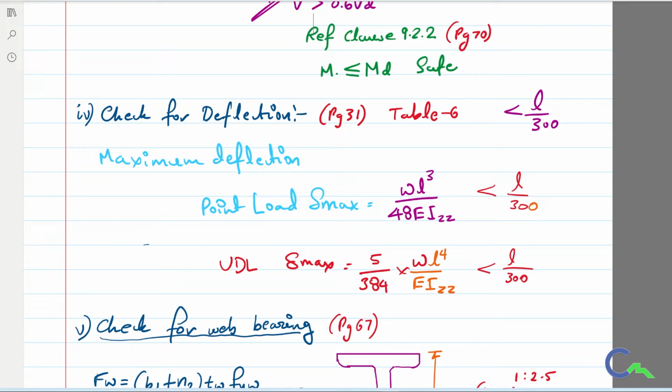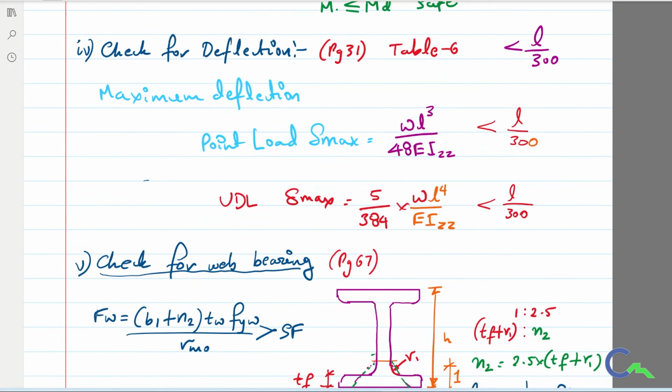The fourth check we have to do is the check for deflection. If you go to page number 31 and refer to table number 6, for live load and dead load conditions, the maximum deflection allowed is L by 300, where L is the span and 300 is the factor. The actual deflection for the point load is given by WL cube divided by 48 EI. For the UDL, it is 5 by 384 WL to the power 4 divided by EI. So that is the fourth check we have to do.